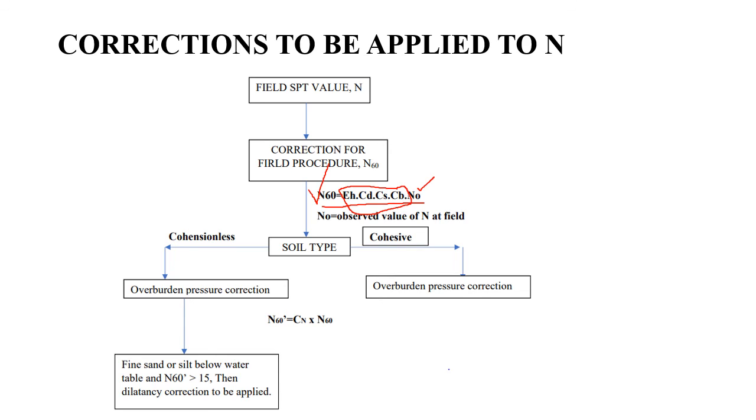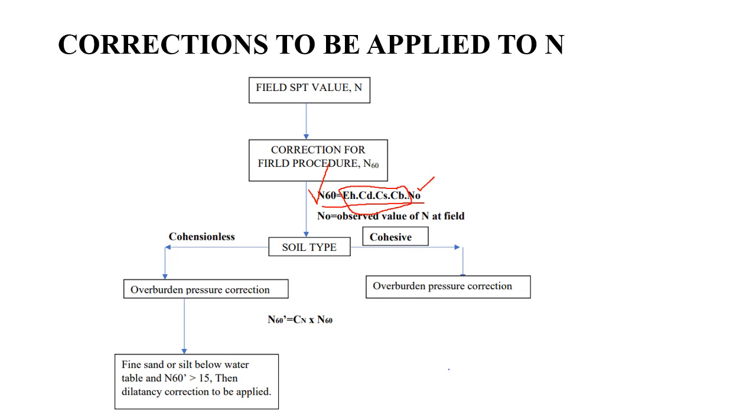Once you have applied these corrections, only if other correction factors are mentioned in the question do you have to apply them to find the first corrected N value. Otherwise you can directly go to your overburden pressure. If you have got N60 by applying this equation and the other correction factors to the observed N value, then you move on to the next set of corrections. Now only two corrections remain: overburden pressure correction and dilatancy correction.